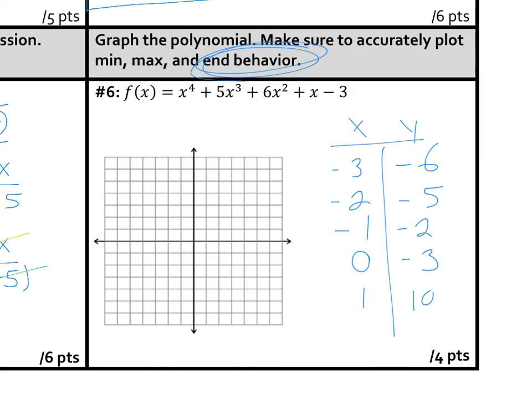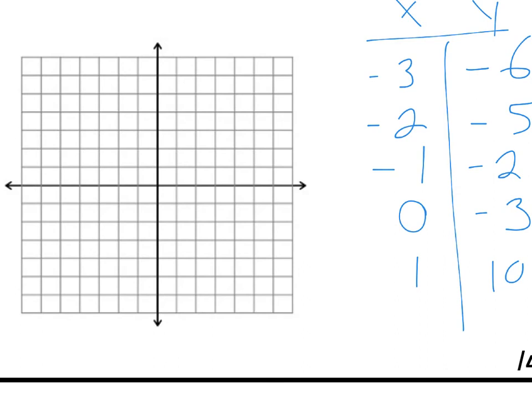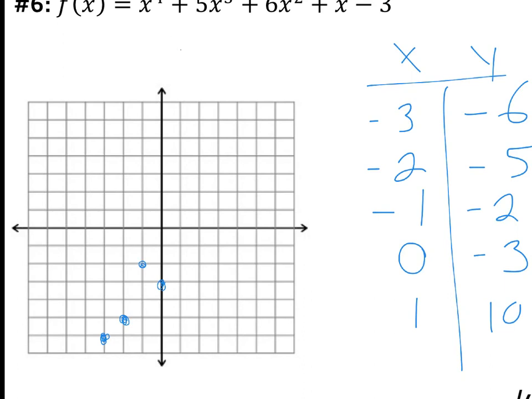We need the point negative 3, negative 6. Negative 3, 1, 2, 3, 4, 5, 6. Down here. Negative 2, negative 5. Negative 1, negative 2. 0, negative 3. And then 1, 10 is going to be way up here somewhere.